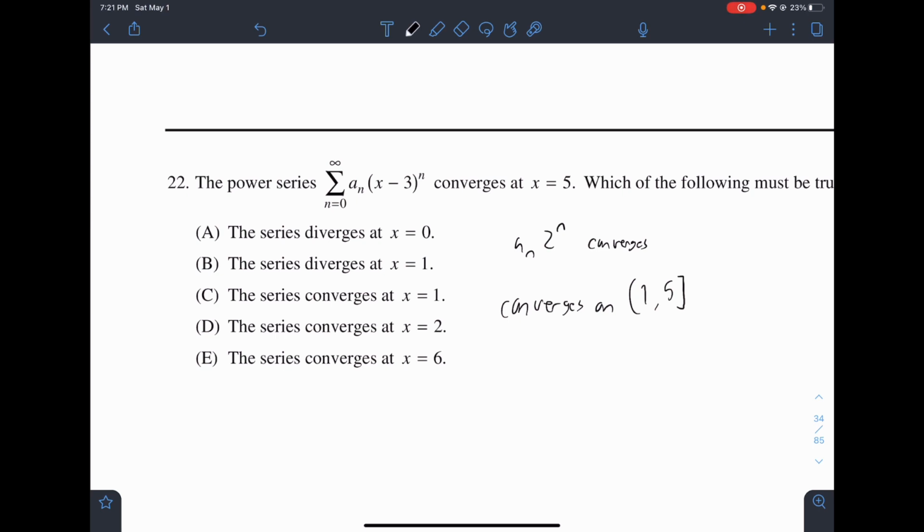So now we can see that all of these, 0 minus 3, that falls out of our range of convergence. So that's not going to be it. X equals 1, that also falls out of the range of convergence. And same thing for C. And x minus 6, well, that's above 1 to 5. So the only one that's between 1 and 5 that we actually know is x equals 2. So it's going to be answer D.